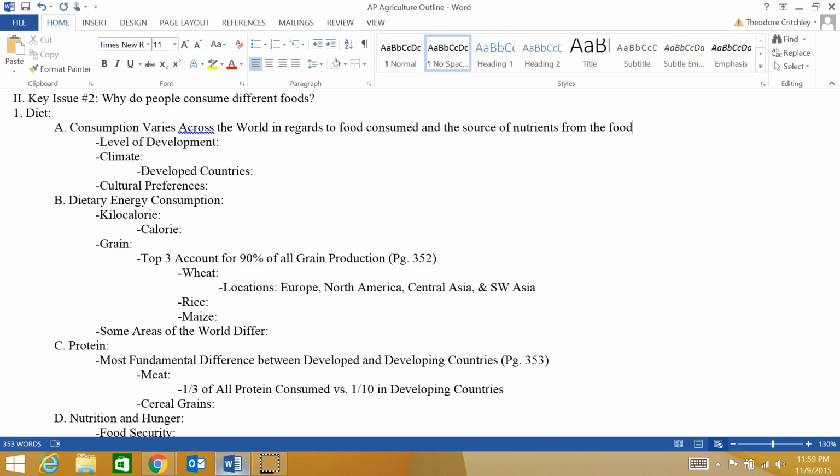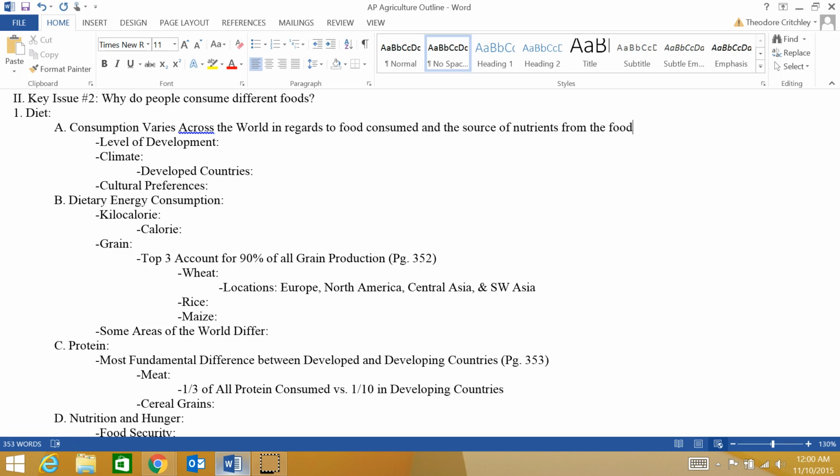Developed countries, this doesn't play as big a factor because developed countries have the power and they have the resources and they have the infrastructure to bring foods in from other places of the world should it not meet their particular climate region. Third thing is cultural preferences.